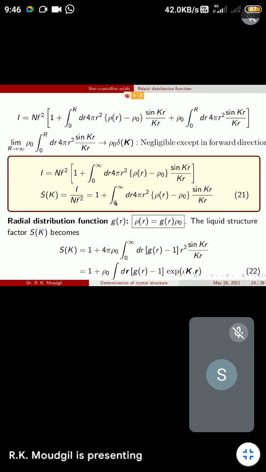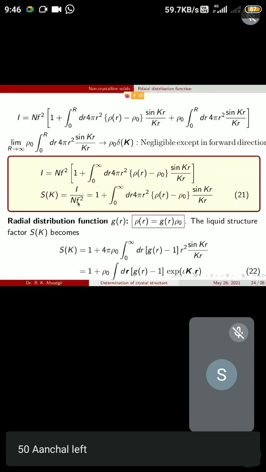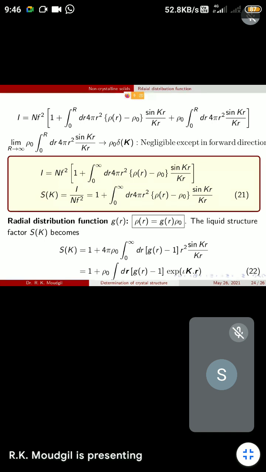is an experimental quantity, because it's defined as scattered X-ray intensity divided by NF square. Now at this stage we introduce the radial distribution function, which I mentioned in the very beginning. So we introduce a function called radial distribution function and denoted by GR. By definition, the atomic concentration function rho r is equal to GR multiplied by rho naught.